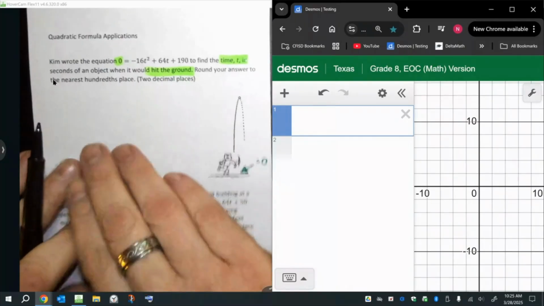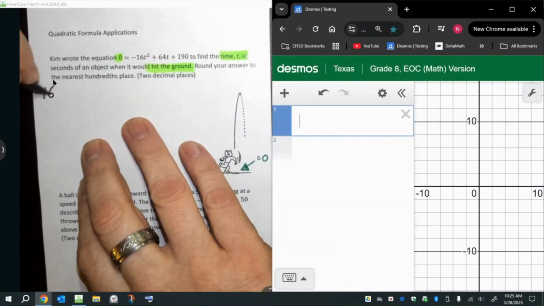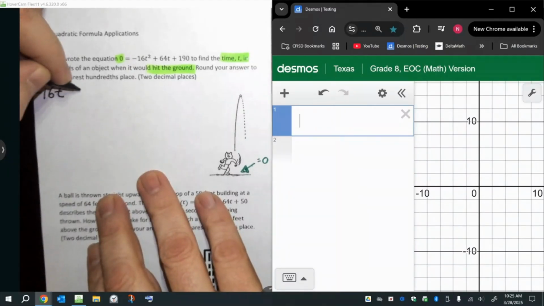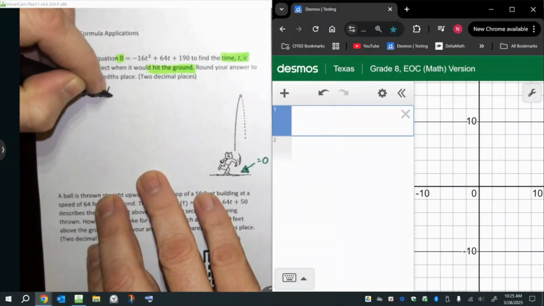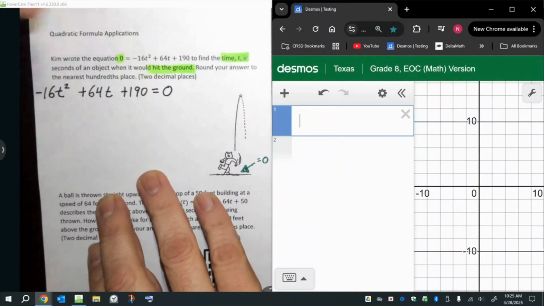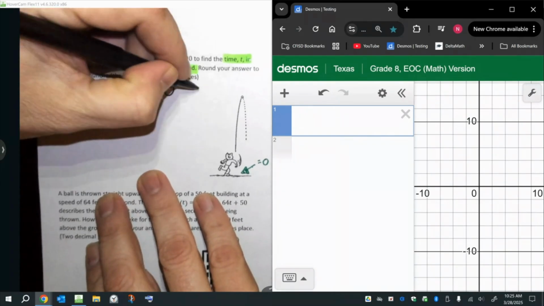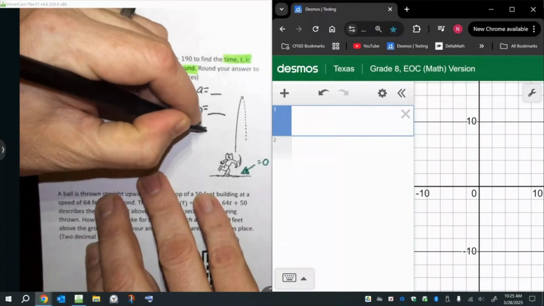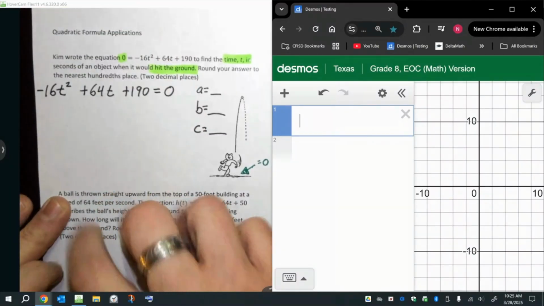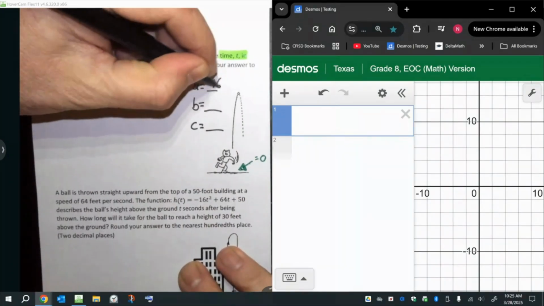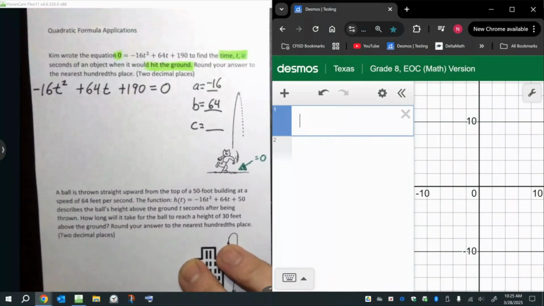We have negative 16t squared plus 64t plus 190, and I'm going to write the equal 0 on this side. So we should be able to determine what A, B, and C are, since this is in standard form. In other words, it does equal 0. So A is negative 16, B is 64, C is 190.